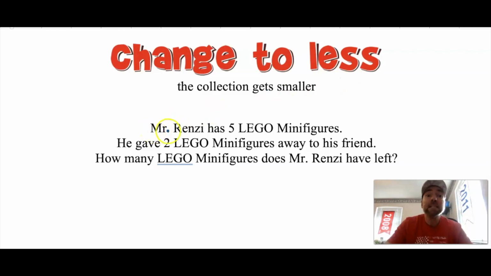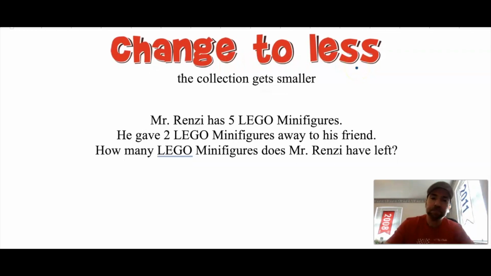Get ready. Mr. Renzi has 5 Lego minifigures. He gave 2 Lego minifigures away to his friend. How many Lego minifigures does Mr. Renzi have left? Wow! So this is a story about me, and I'm starting with some Lego minifigures, and then I'm giving some away. So I'm going to have less minifigures. That's why it's called change to less.